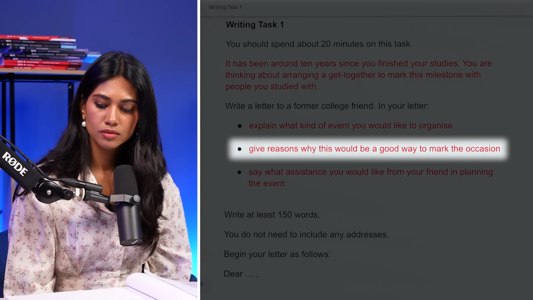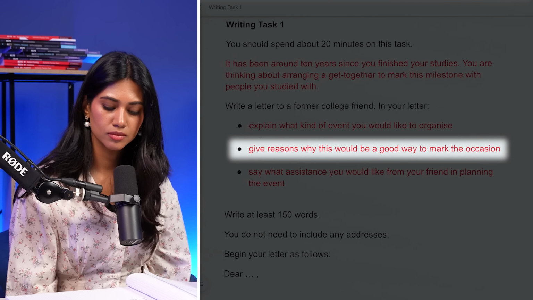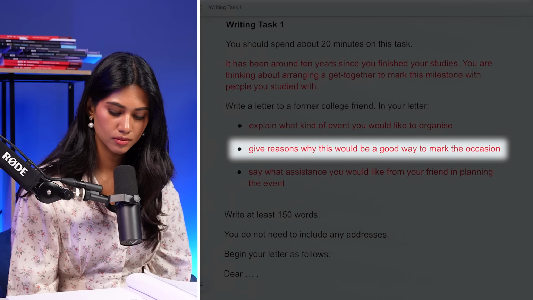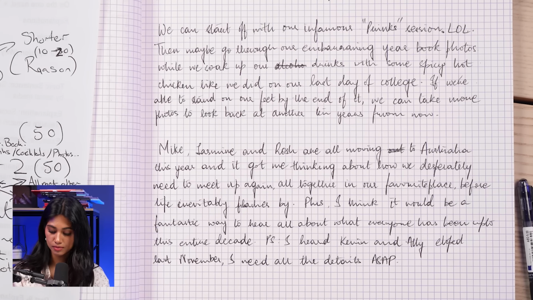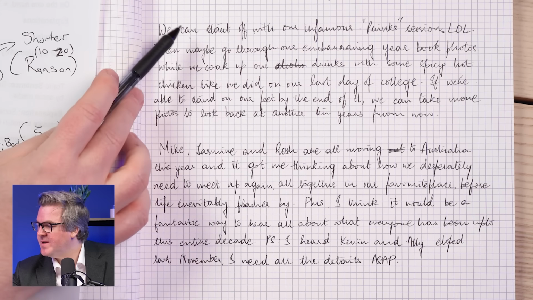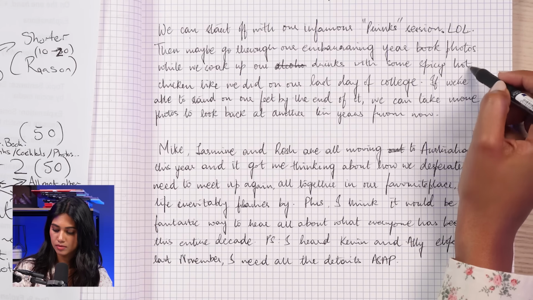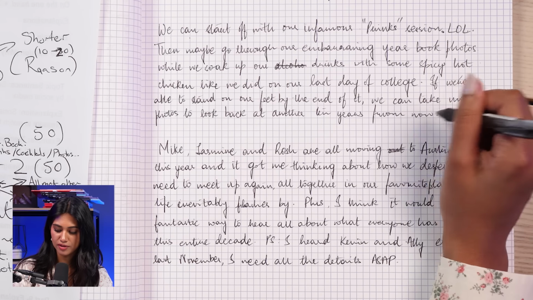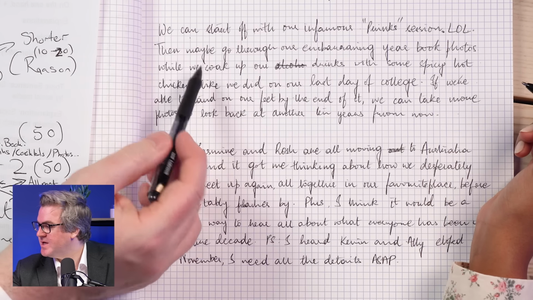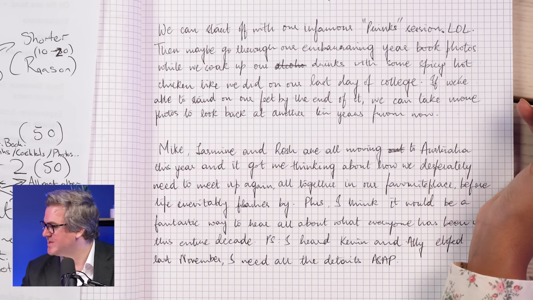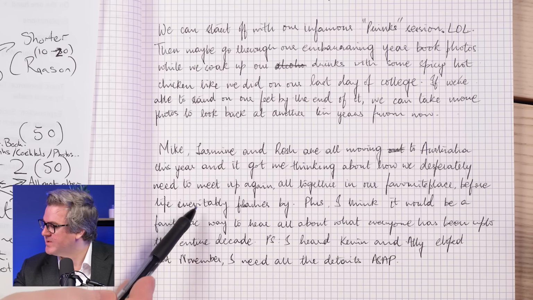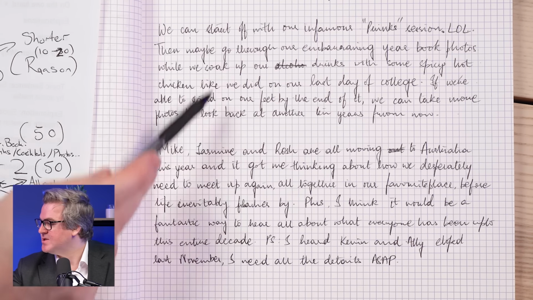So always, once you finish, go back and check the bullet point. Give reasons why this would be a good way to mark the occasion. Is every sentence about that? Is the P.S. about that? Yeah? Good. Also, how many words was this? Almost 60, like 55. Okay. So we know that in general, 1, 2, 3, 4, 5, 6 lines. So it's about 10 words per line. 1, 2, 3, 4, 5, 6, 7. So 60, 70, you're well above it.